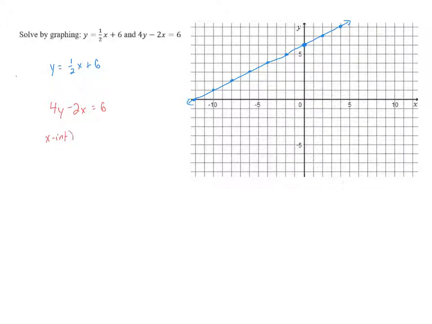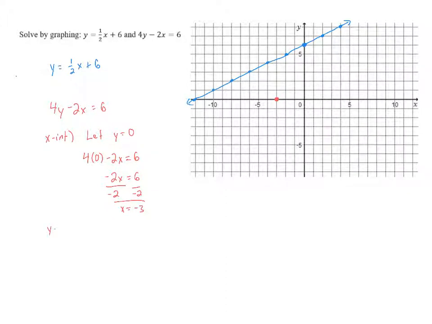So to find the x-intercept, we can let y be 0. That gives us 4 times 0 minus 2x equals 6. Anything times 0 is just 0, so that term vanishes, and we're left with negative 2x equals 6. If we divide both sides by negative 2, this gives us x equals negative 3. So we've got an x-intercept of negative 3.